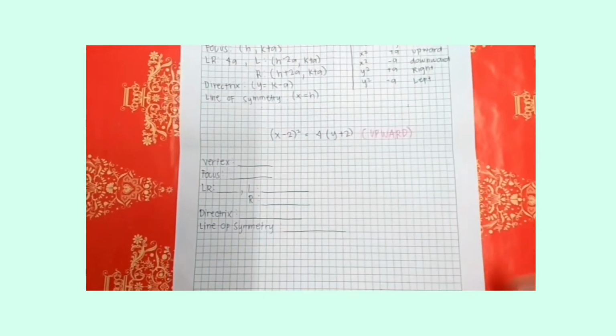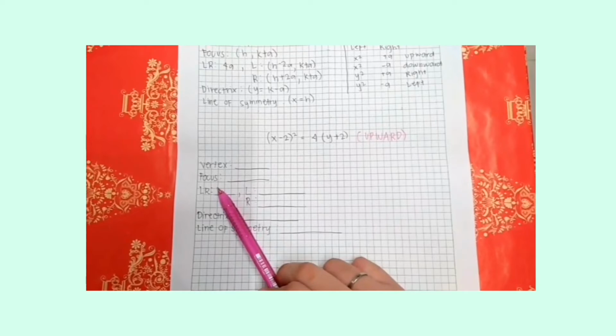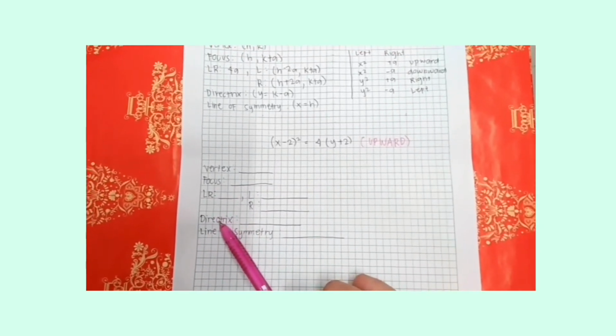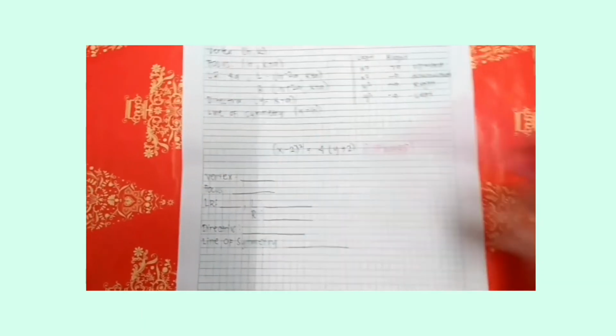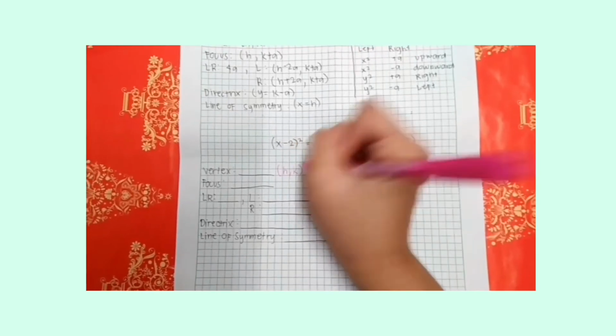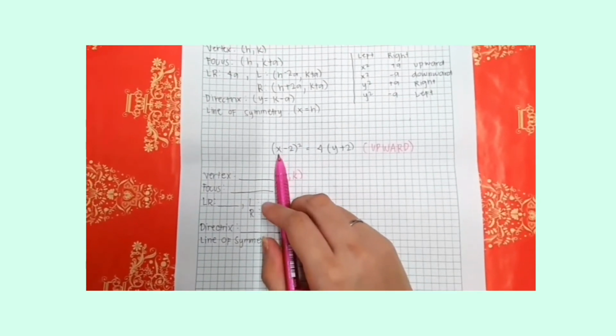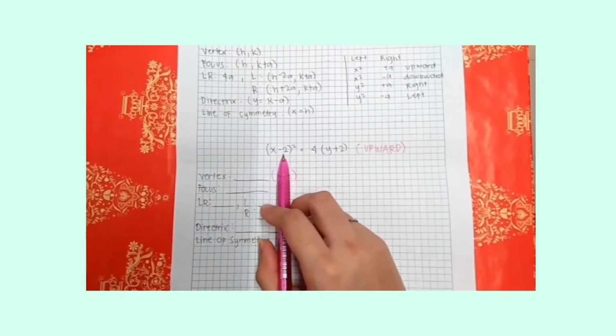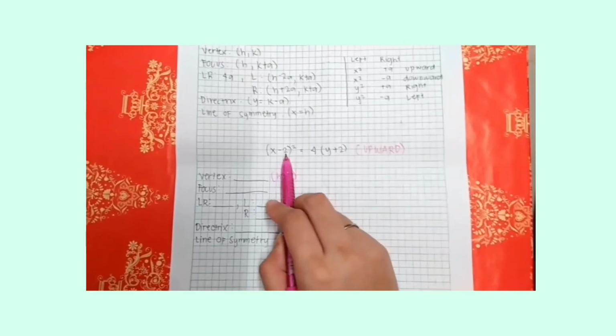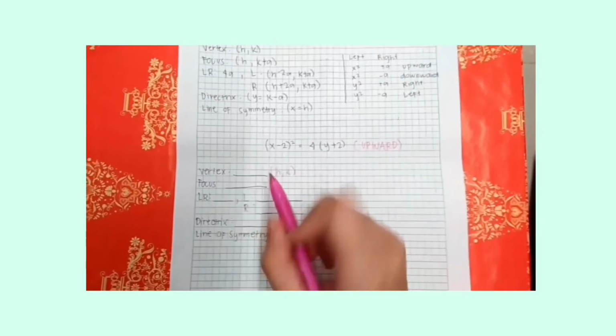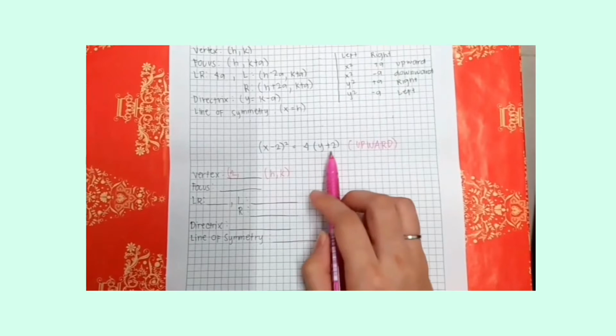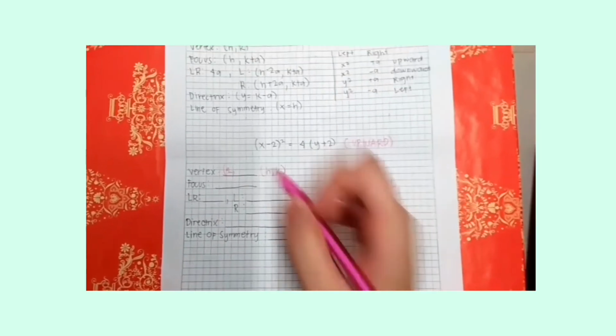So let's solve for our vertex, focus, latus rectum, directrix, and line of symmetry. Vertex, which is the h and the k. Our h is together with the x. So let us put the h, which is negative 2, that will transform into positive 2. And our k, which is positive 2, that will become negative 2.